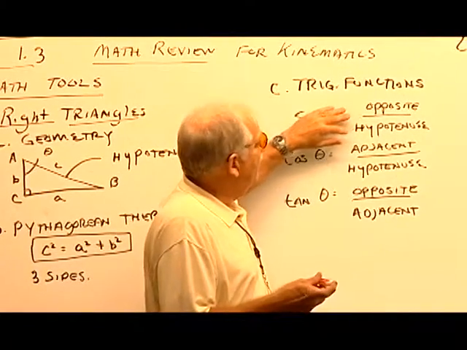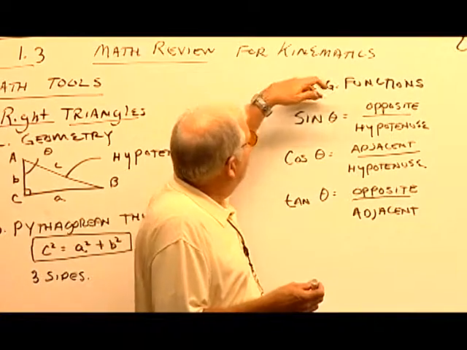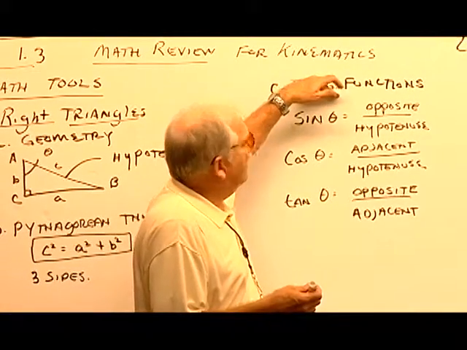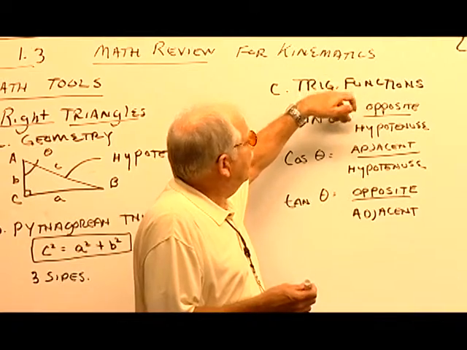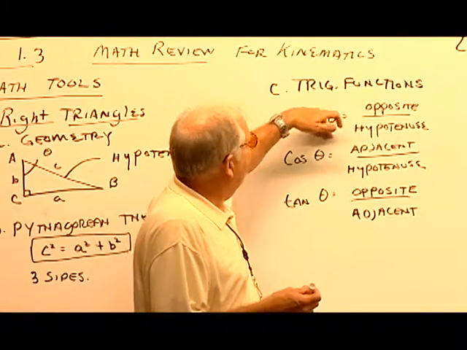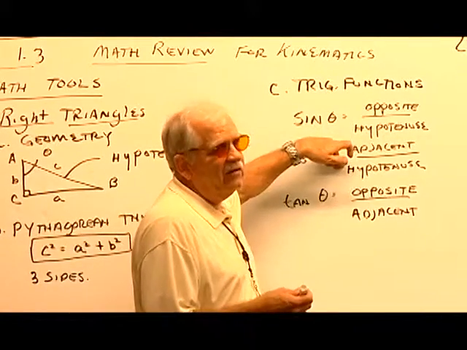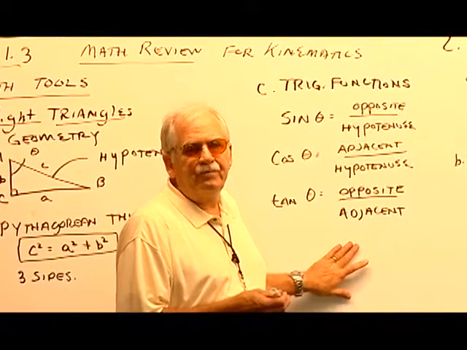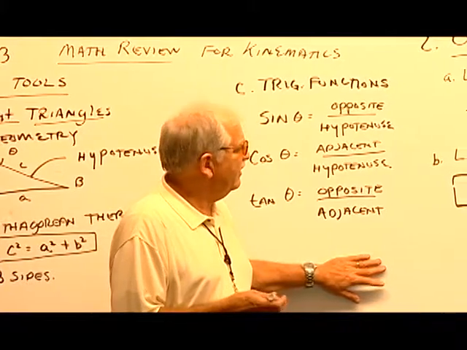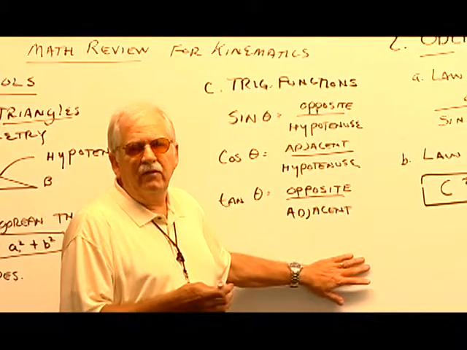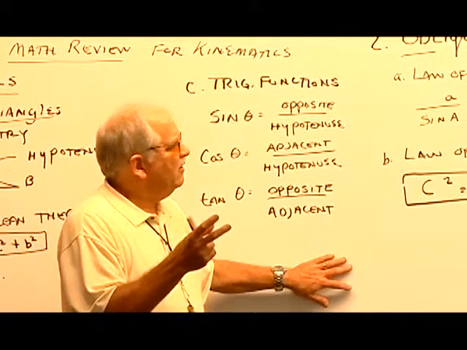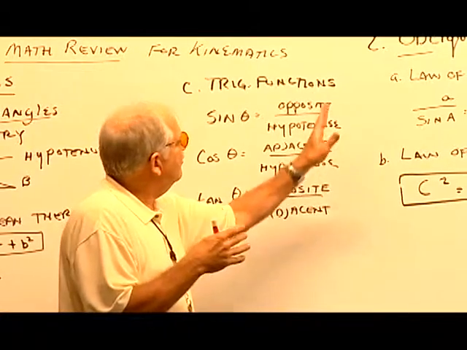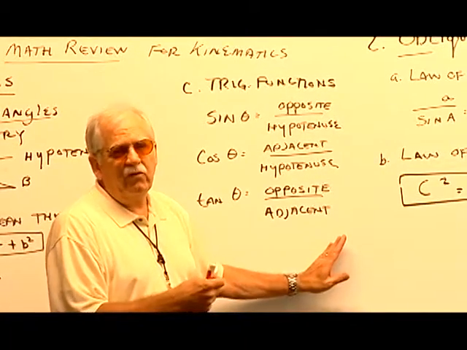You should probably have this memorized by now. The sine of the angle is the opposite over the hypotenuse. Cosine is the adjacent over the hypotenuse. And the tangent is the opposite over the adjacent. So with the use of your calculator and your ability to visualize triangles, and remember this is strictly for right triangles, it cannot be used for oblique triangles.